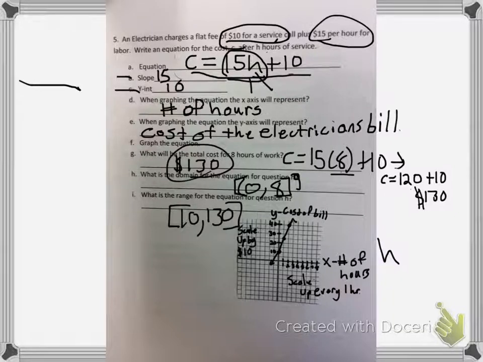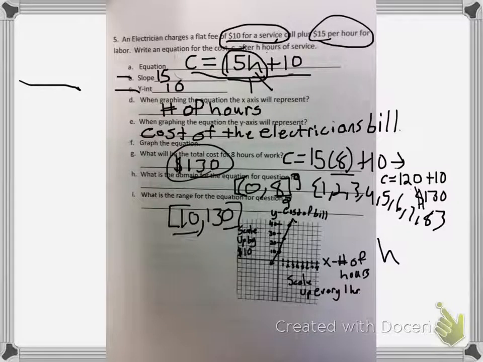So we know we plugged in 8, so we go from 0 hours to 8 hours. And we can write that in interval notation, 1, 2, 3, 4, 5, 6, 7, and 8. And we can also do an inequality notation or set notation like I have it set up right here. What is the range for question G here?